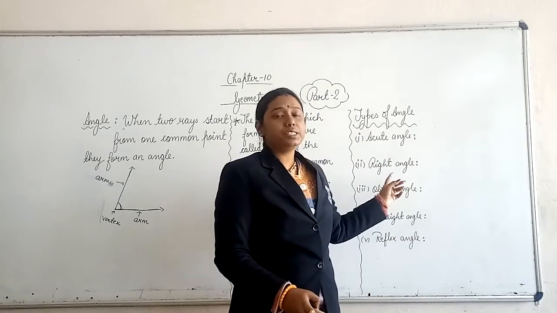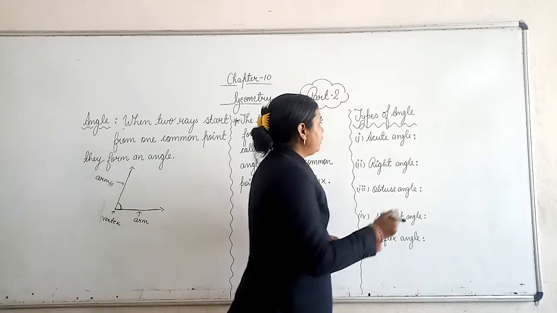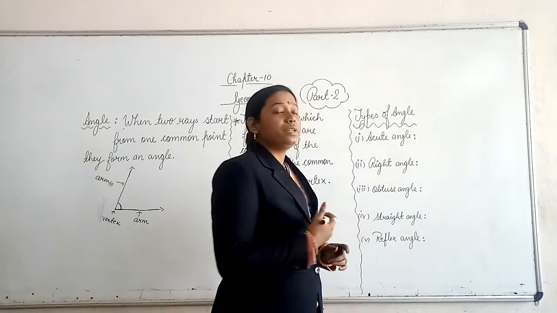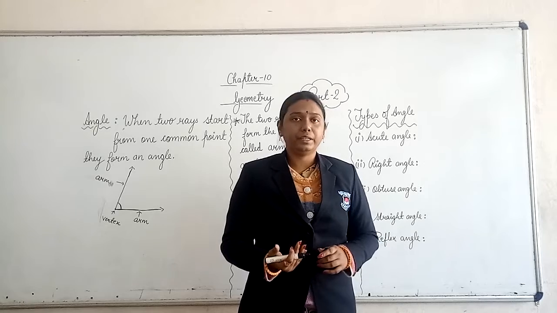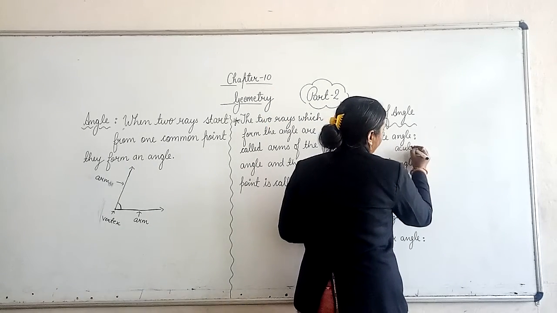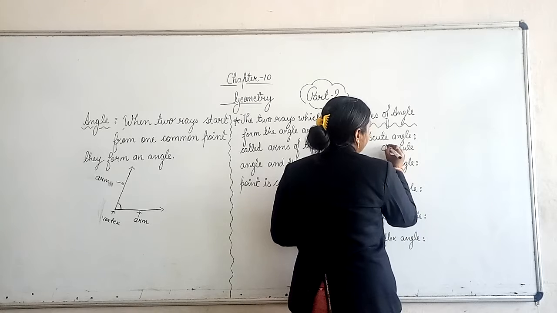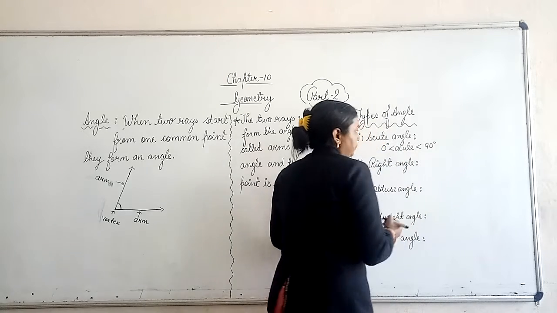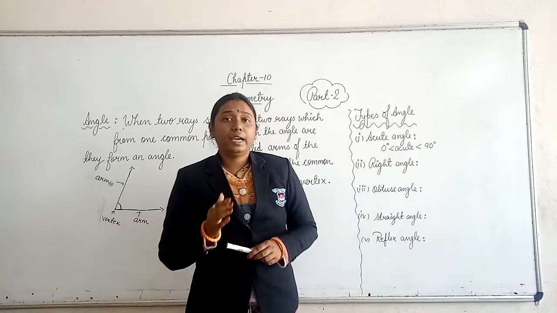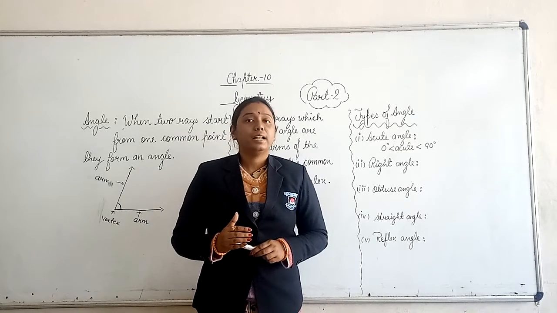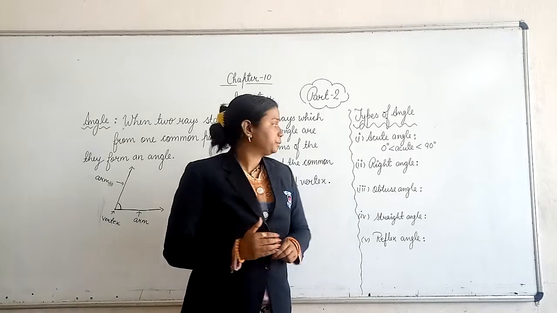The very first is the acute angle. Whenever we measure an acute angle, it always measures between 0 degree and 90 degree. It means an acute angle will always be greater than 0 degree, but less than 90 degree.